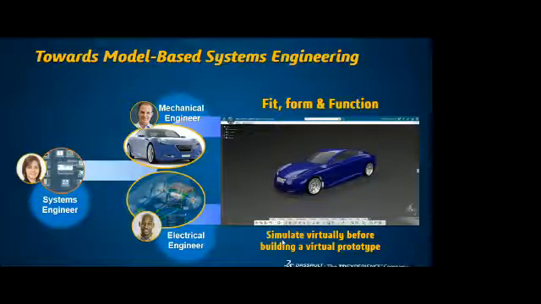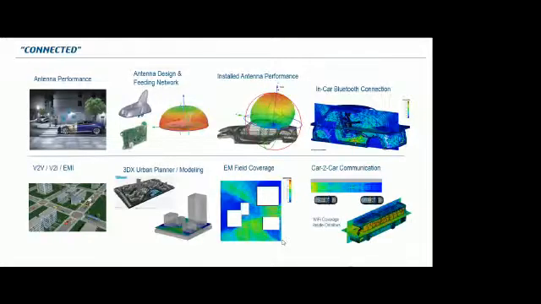And this actually forms the basis of model-based systems engineering, going all the way from requirements to what here you see as fit, form, and function. Now, I want to highlight very, very briefly two other aspects related to electric vehicles, which is connected and autonomous. The first one, what you're seeing here, is connected vehicles, which is more about antenna design and performance, vehicle-to-vehicle communication, and electromagnetic interference and compliance, or EMI, EMC. And in all of this, simulation plays a very critical role.